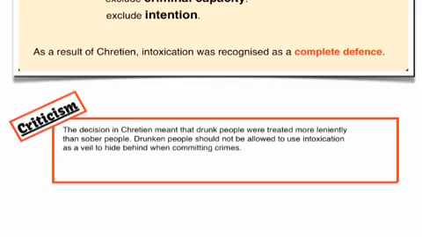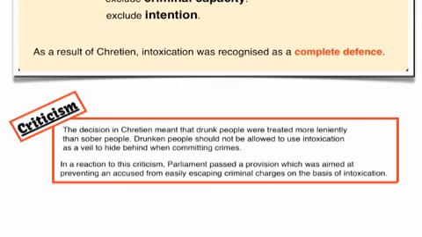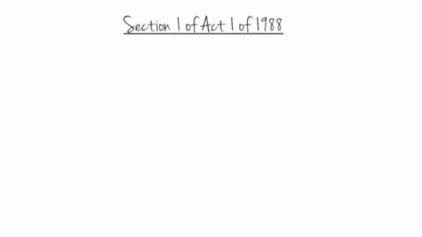Drunken people should not be allowed to use intoxication as a veil to hide behind when committing crimes. In reaction to this criticism, Parliament passed a provision which was aimed at preventing an accused from easily escaping criminal charges on the basis of intoxication. This provision is called Section 1 of Act 1 of 1988.